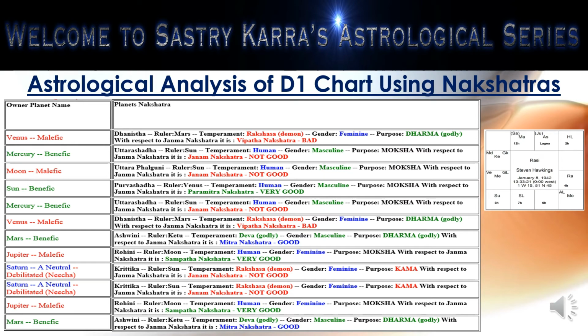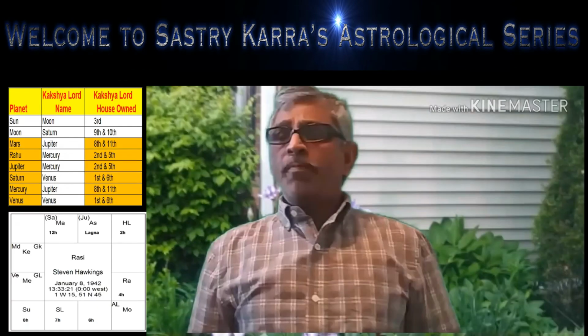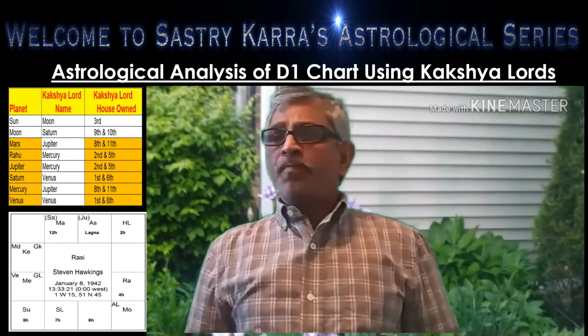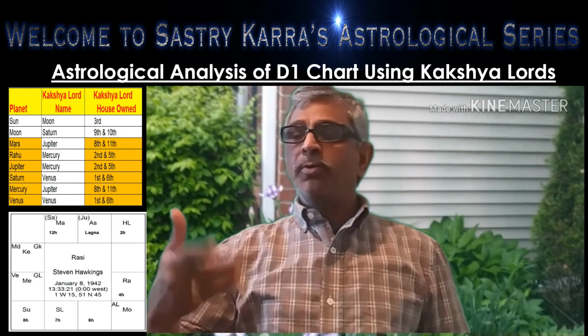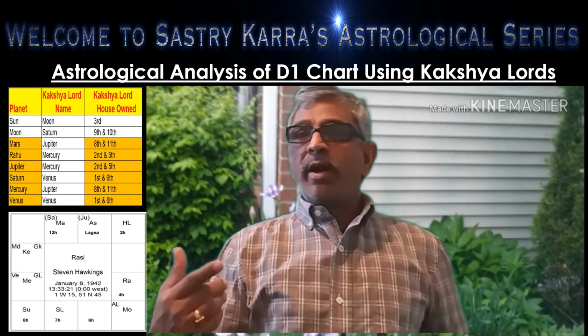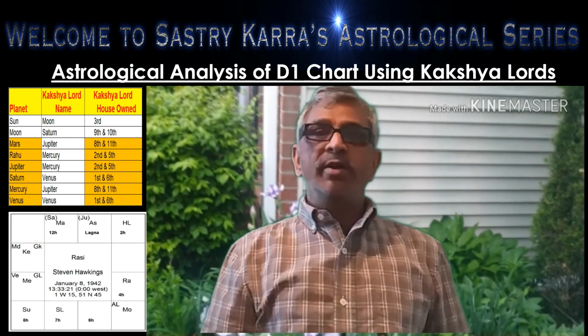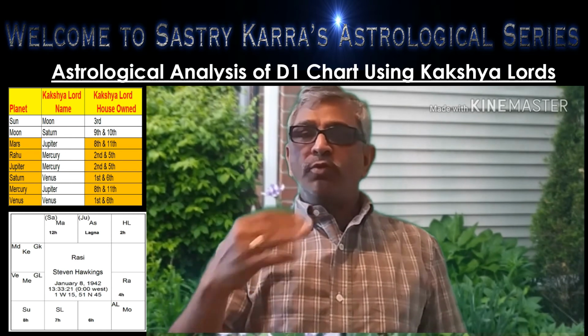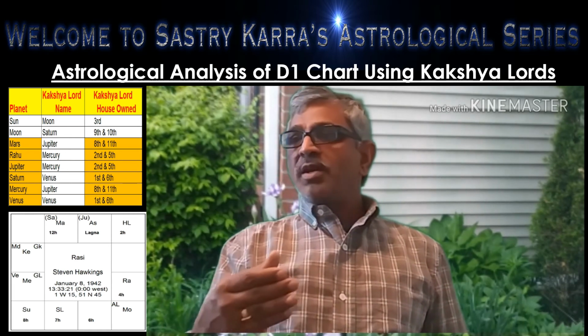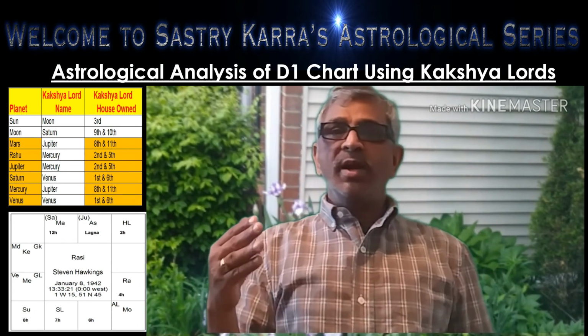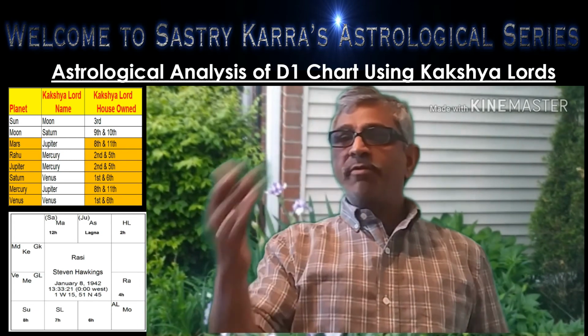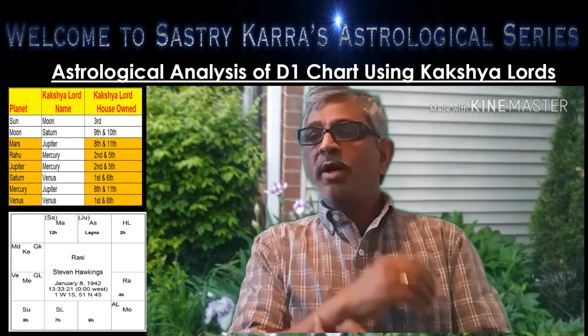The next is Moon. Moon is the 3rd house lord, and Moon deals with the mind, and Moon is residing in the Kaksha owned by Saturn. That means the mind for this particular native is being controlled by Saturn, the natural malefic, and Saturn also owns the 9th and 10th houses. The 9th house is Dharmasthanama, the 10th house is the Karmasthanama.